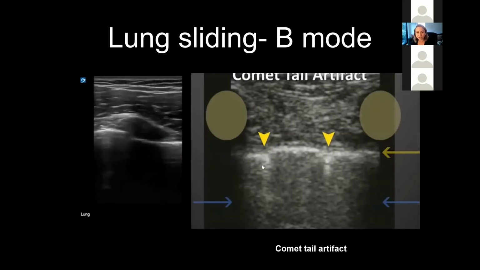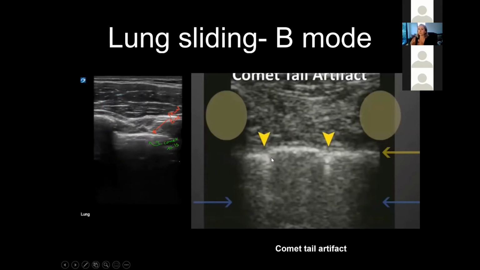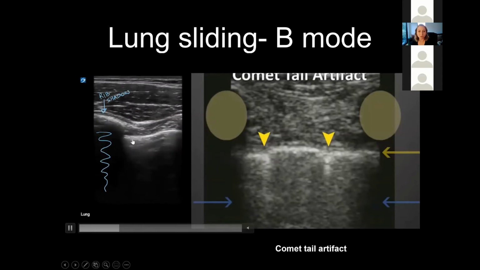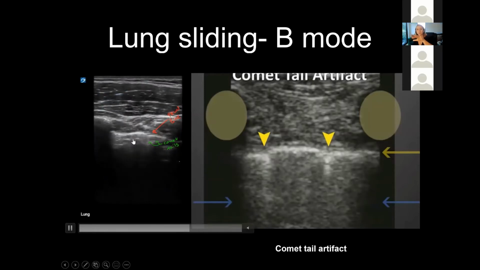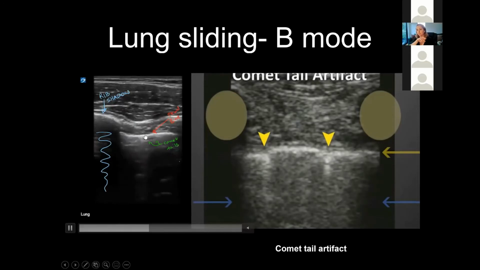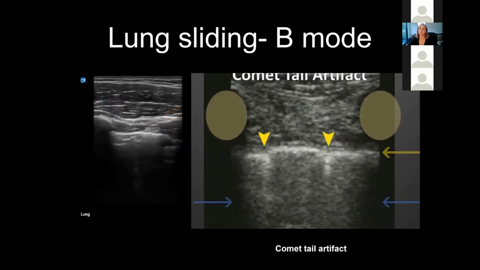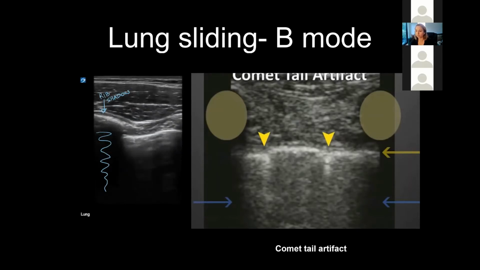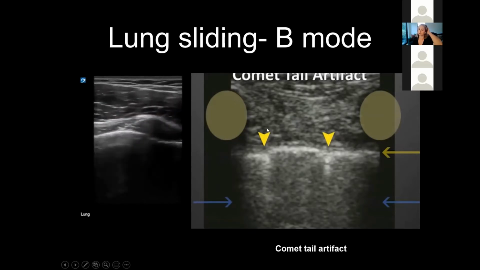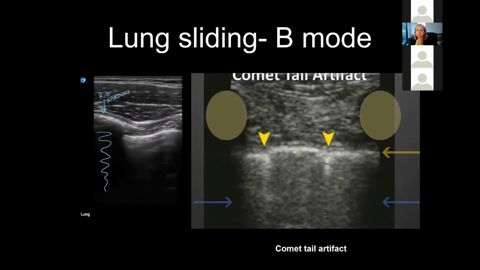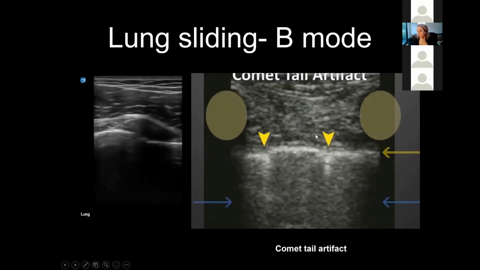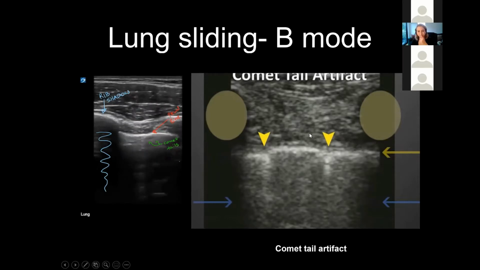So comet tail artifacts, here we've got in just closer detail. So they originate at the pleural line, and when we see them, it suggests lung sliding. And on just a B mode image, you can also see these little dots shooting along or shimmering on that bright pleural line, and you can see that they're in motion. So some people consider that to look like marching ants going along this pleural line. Another name for the comet tail artifacts is a short path reverberation artifact, of which B lines are also a subset. So we'll talk about that a little bit later.